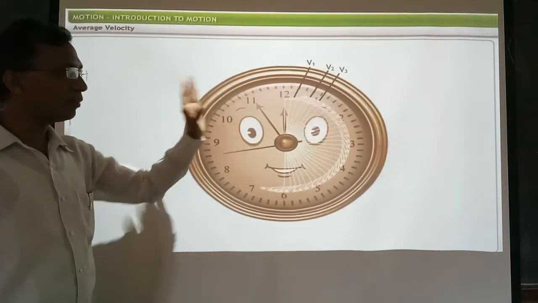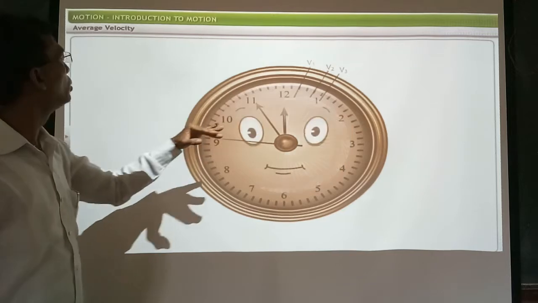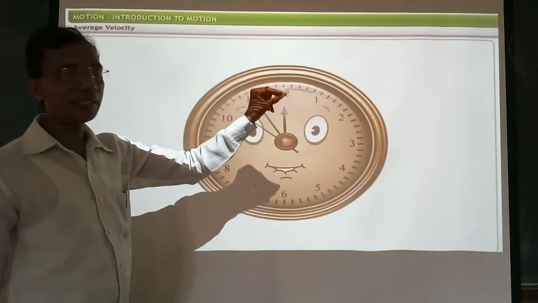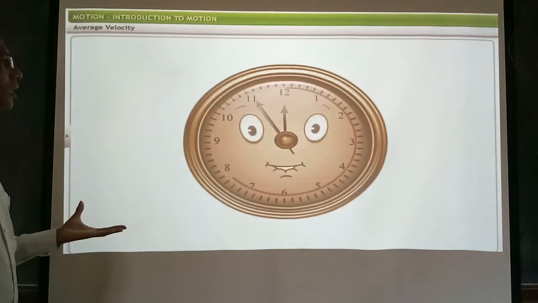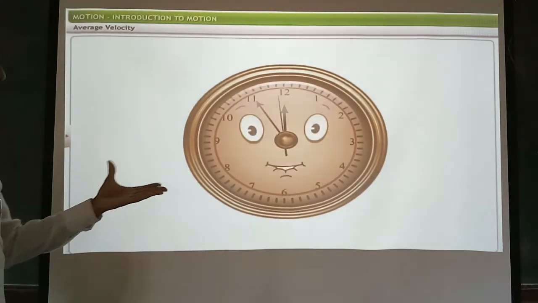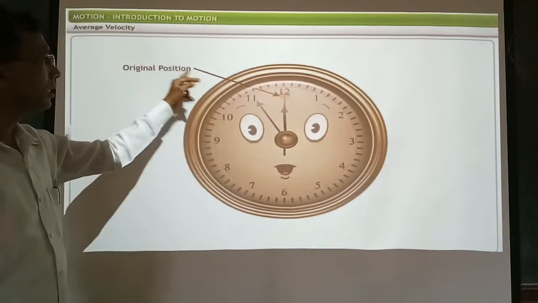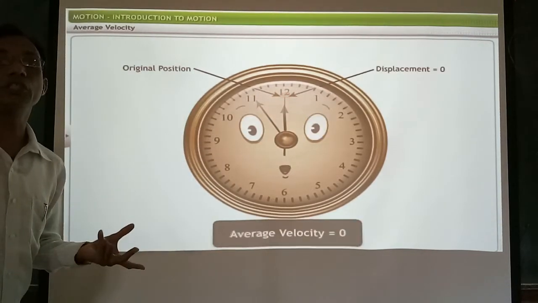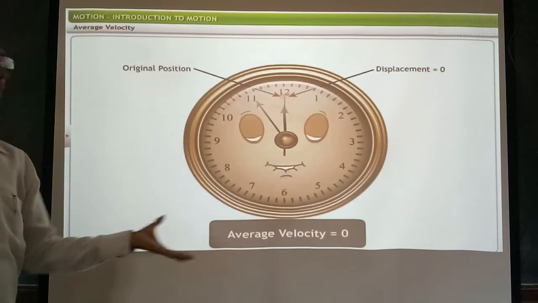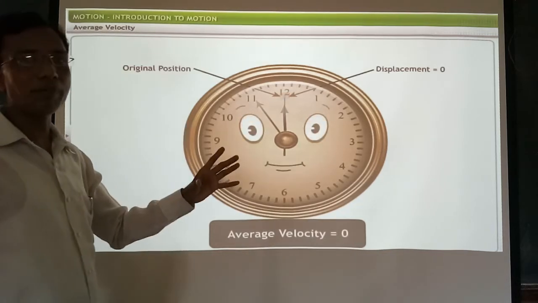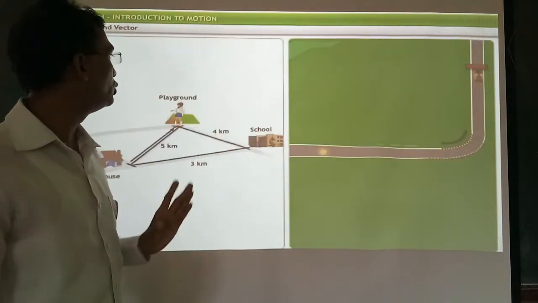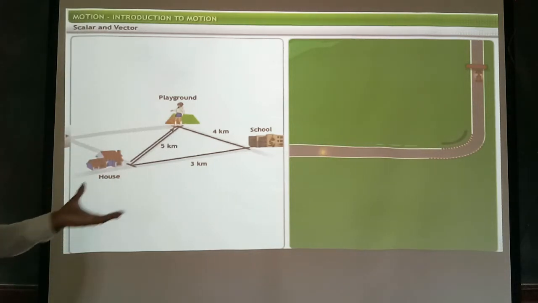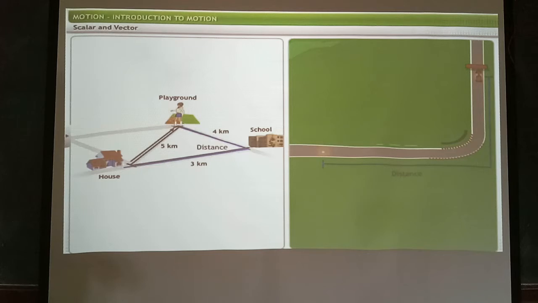So the initial velocity and final velocity are both the same. So we can calculate the average velocity, that is 0. Here the object comes back to the original position. So displacement is 0. Final position and initial position are both the same, so displacement is 0. Now we discuss the scalar quantity as well as the vector quantity.